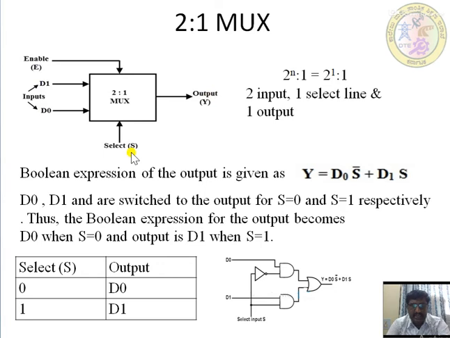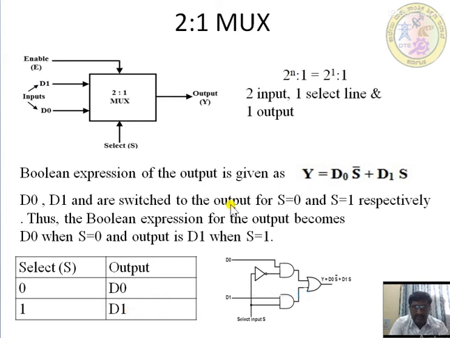Okay, next, when select line is 1, it will be selecting the d1 value as output, means if d1 is 0, we will be getting the output as 0, and if d1 is equal to 1, we will be getting the output as 1. Okay, see here. So here is the truth table representing this. When select line is 0, d0 is selected. When the select line is 1, d1 is selected.